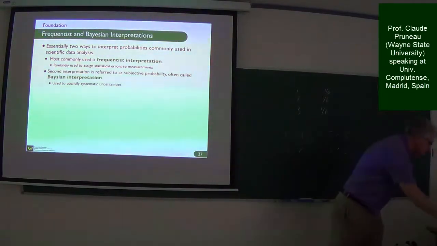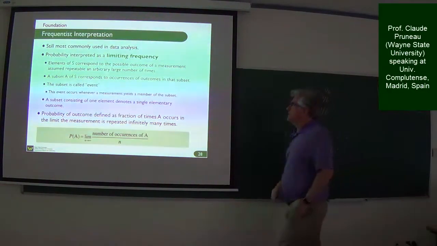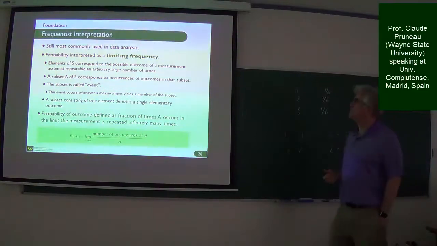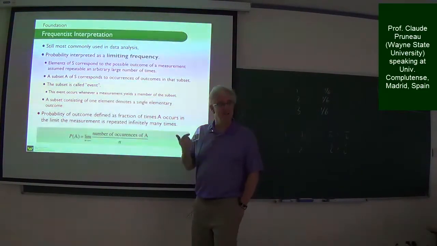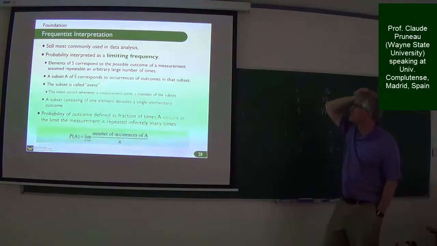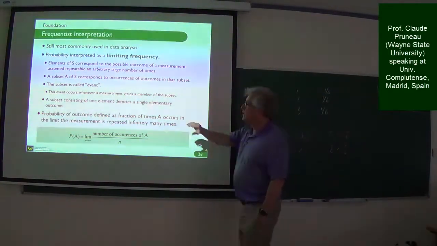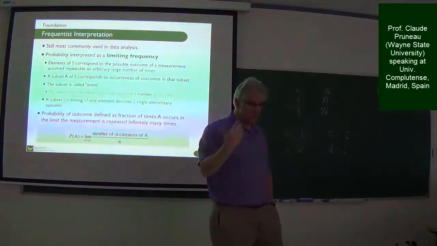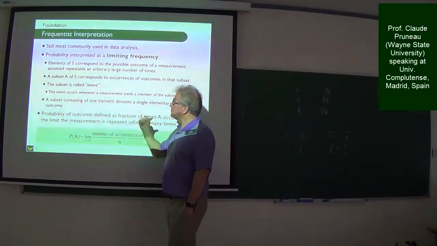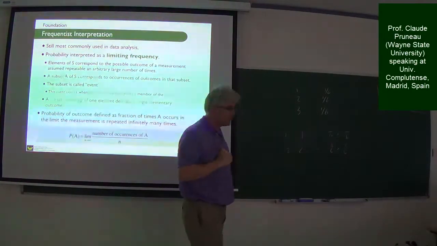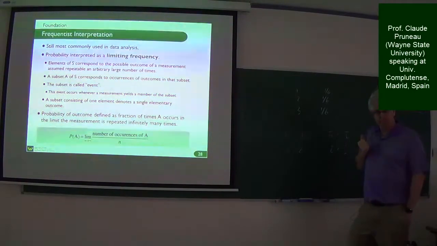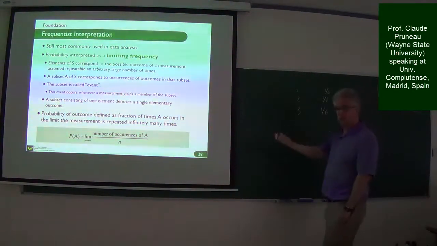And so what is the difference? In the frequentist interpretation, as the word suggests, we deal with frequency. So in fact, we deal with what's known as limiting frequency. And it is the definition that is still most used in data analysis. So I have a set S, and I have outcomes of a measurement that are within this set. And so I will say that the probability of a subset A out of S, I will evaluate by making a measurement.